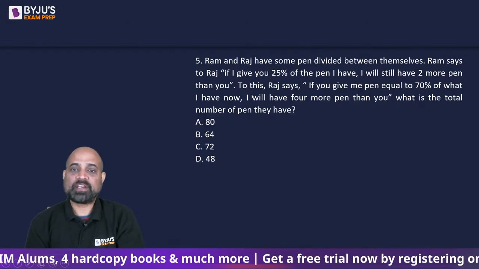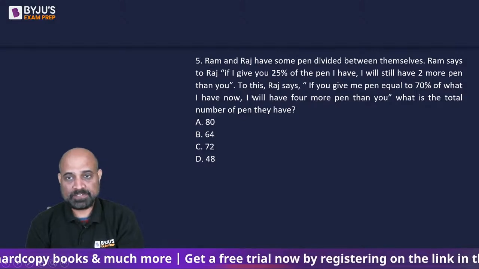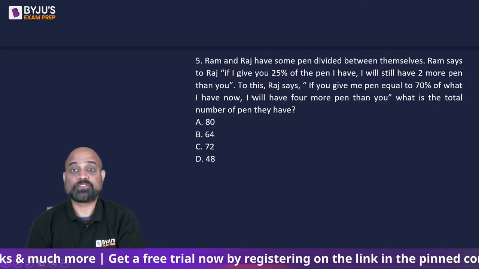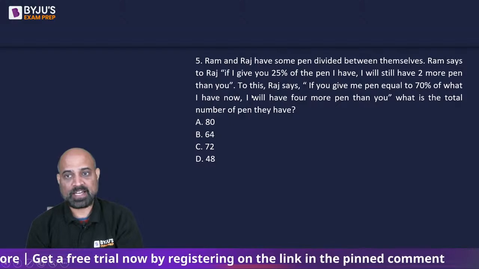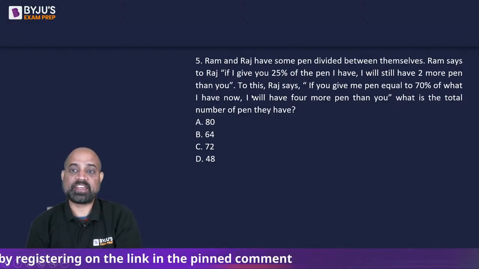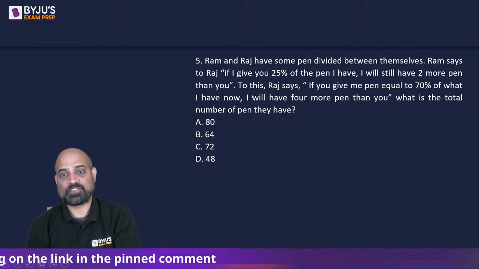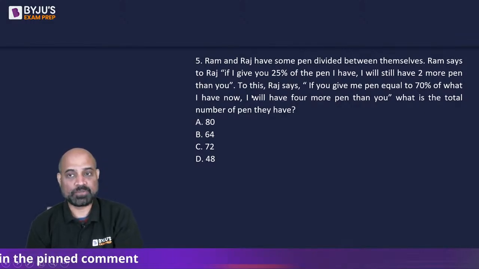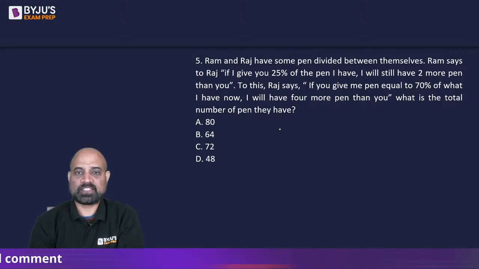Okay, next. Ram and Raj have some pens divided between themselves. Ram says to Raj, if I give you 25% of the pens I have, I will still have 2 more pens than you. To this, Raj says, if you give me pens equal to 70% of what I have now, I will have 4 more pens than you. What is the total number of pens that they have?